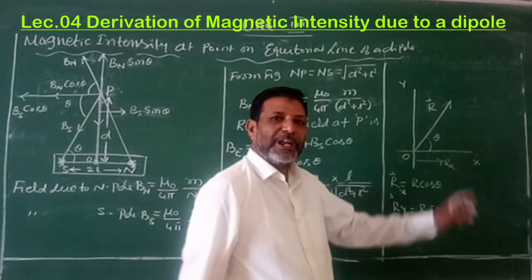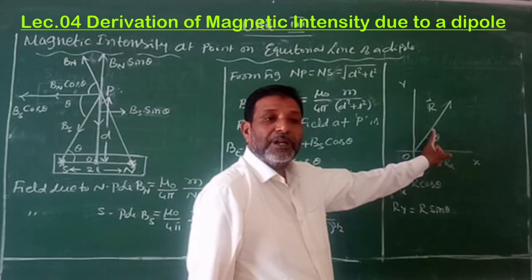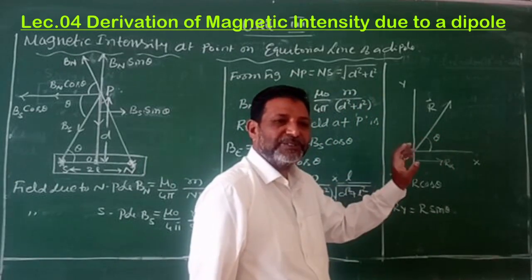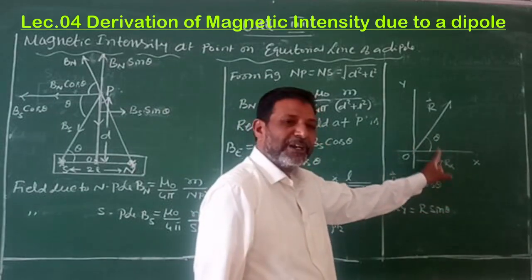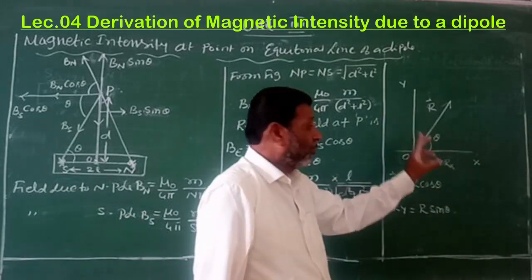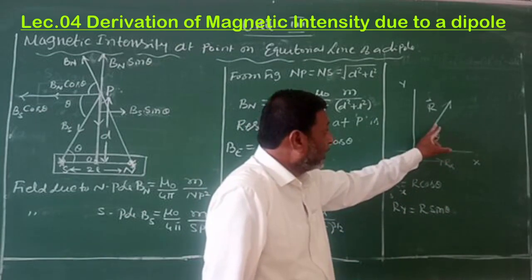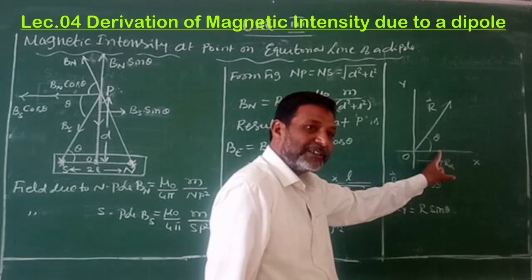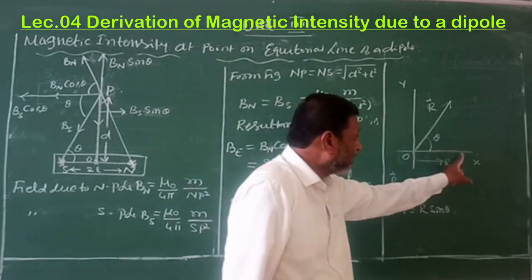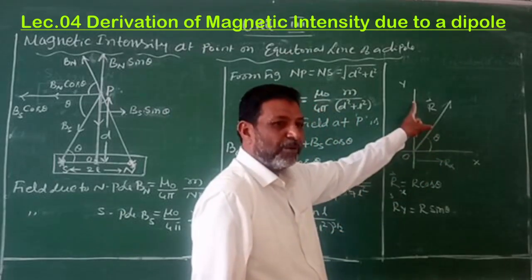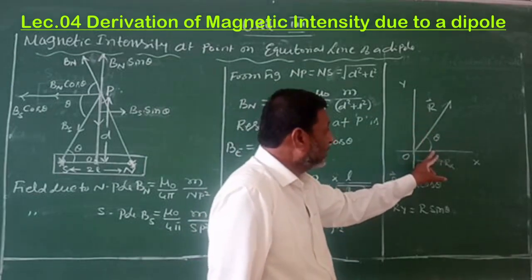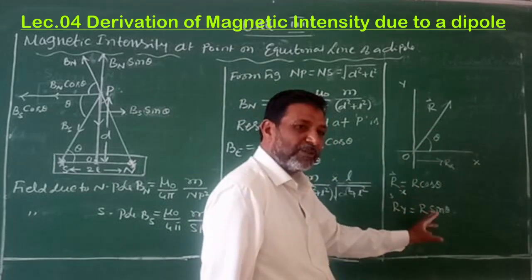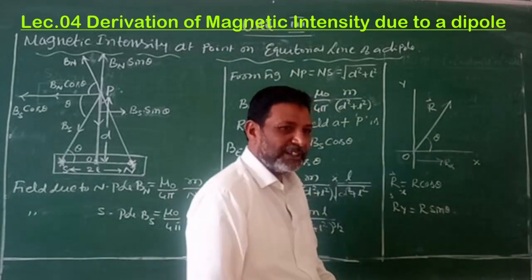That means if you have any vector, that vector can be resolved, meaning split into two components. This is the X component and this is the Y component. If this vector makes an angle theta with this axis, then we call this the X component and this the Y component. Then the X component Rx is equal to R cos theta and the Y component Ry is equal to R sin theta.